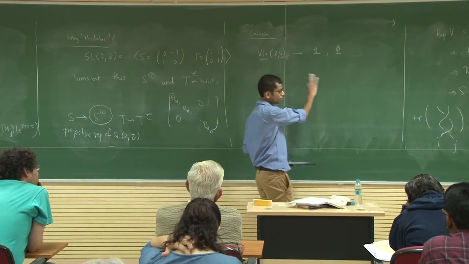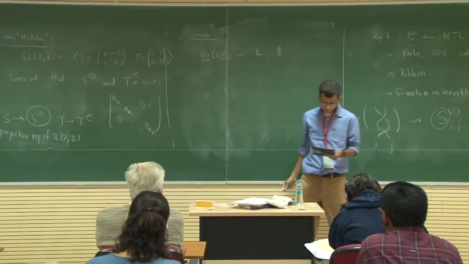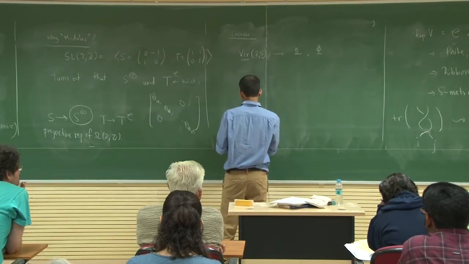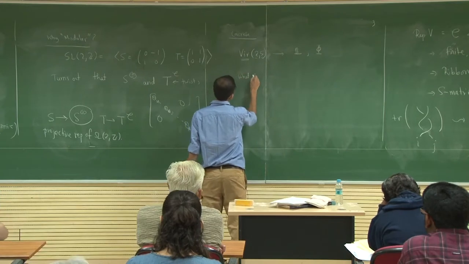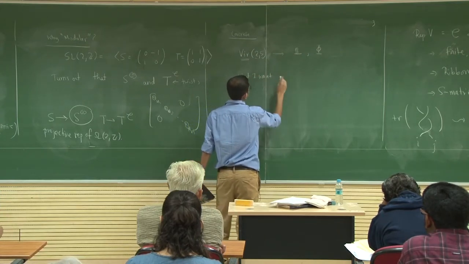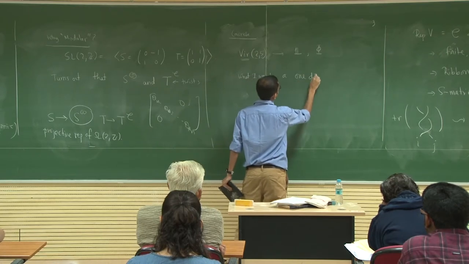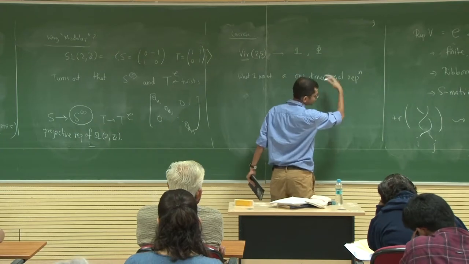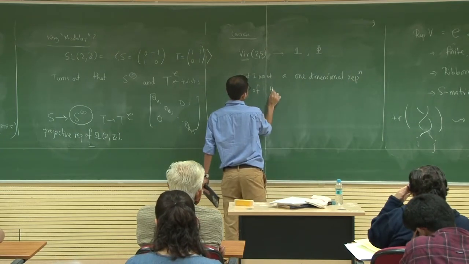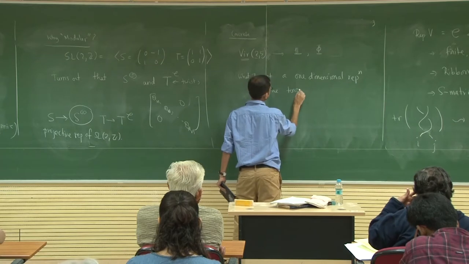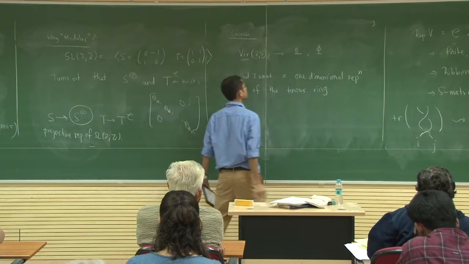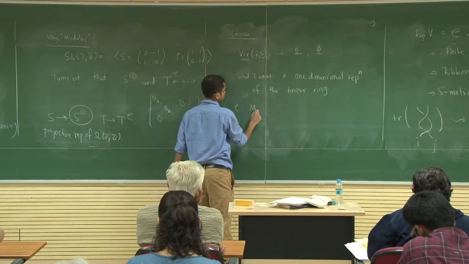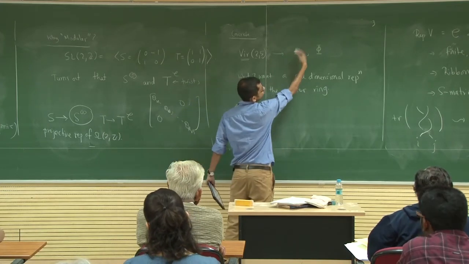This is rational, everything works out, you get a modular tensor category of it. And what I want to do is a one dimensional representation, in other words, a character of the tensor ring. It's also called the Grothendieck ring. So, meaning for every module, I want to assign a number. So, modules are just direct sums of these guys.